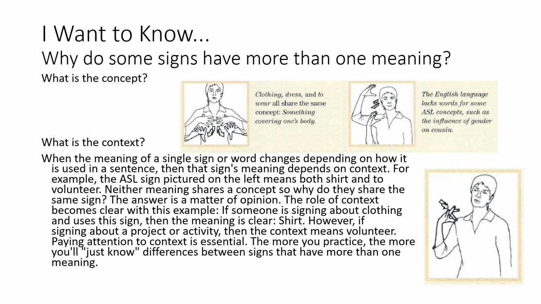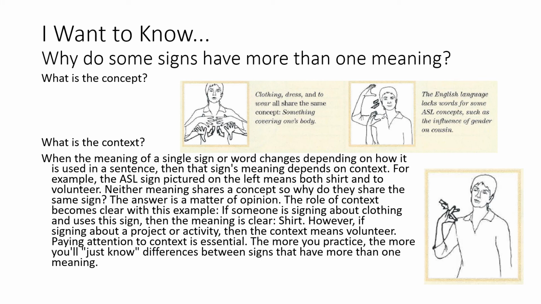What is the concept? The image shows the signer signing clothes, clothing, or dress, and it says clothing, dress, and to wear all share the same concept, something covering one's body. And beside that, it has the picture of signing male cousin and female cousin. The English language lacks words for some ASL concepts, such as the influence of gender on cousin.